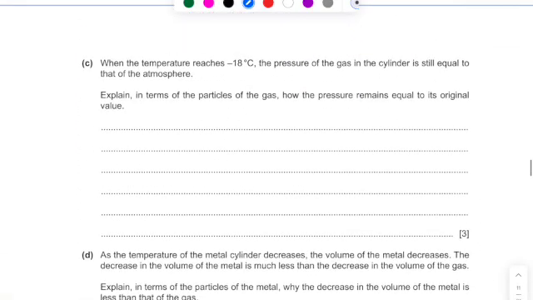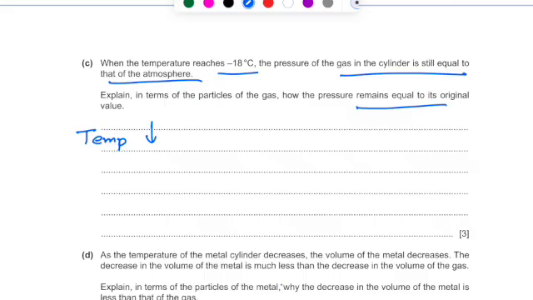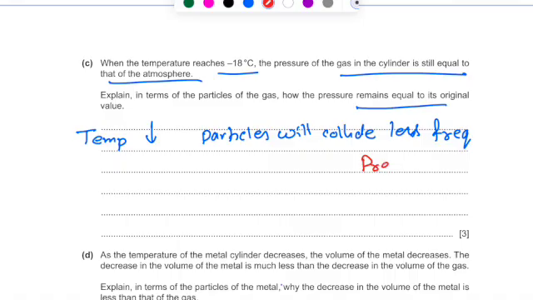When the temperature reaches minus 18, the pressure of the gas in the cylinder is still equal to that of the atmosphere. Explain in terms of the particles how pressure remains equal. Why is pressure remaining equal? So what's happening is the temperature is decreasing. If the temperature is decreasing, particles will collide less frequently. So therefore, what will happen to the pressure? Pressure also decreases.